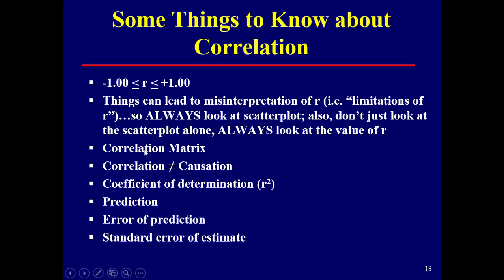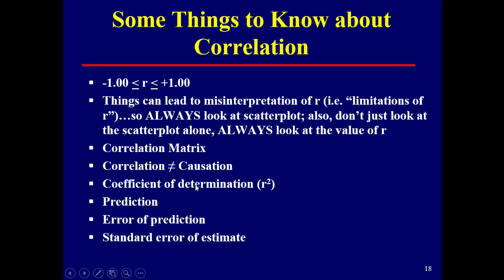We'll take a look at what's called the correlation matrix, which is really a bunch of intercorrelations between a number of variables. You want to memorize the idea that correlation does not equal causation, and we will talk about some ways of determining how good a correlation is. One of the ways to do that is to look at what we call the coefficient of determination. Please memorize that term. It's the coefficient of determination.